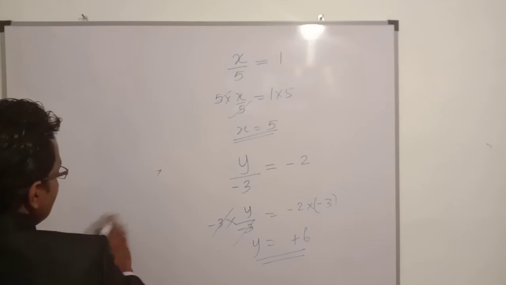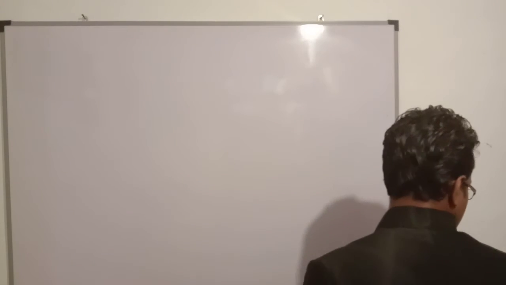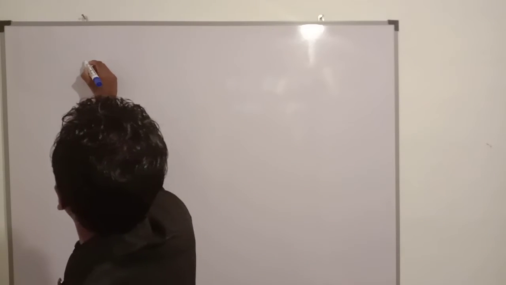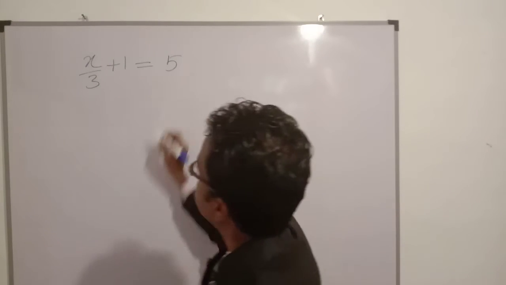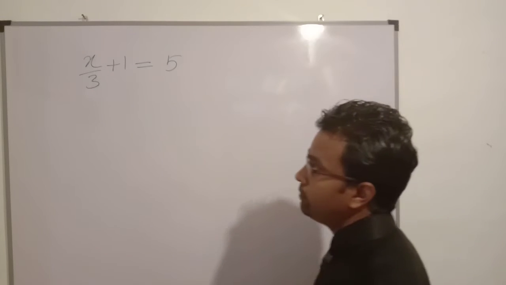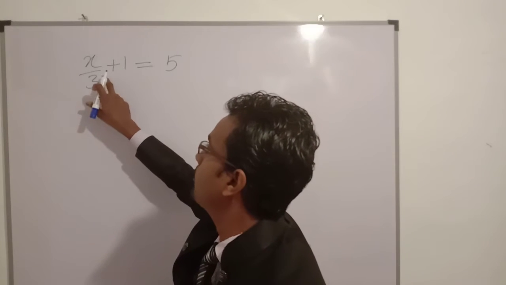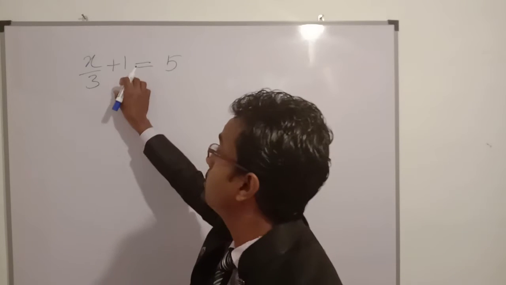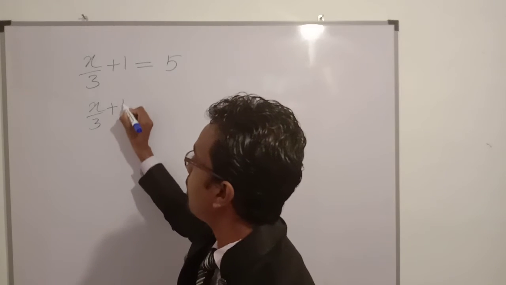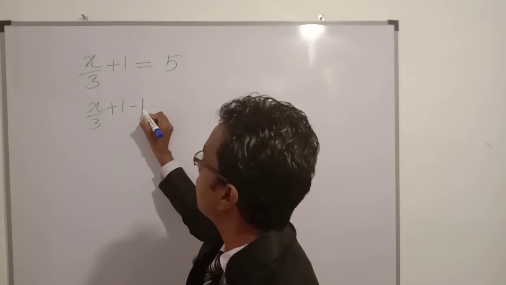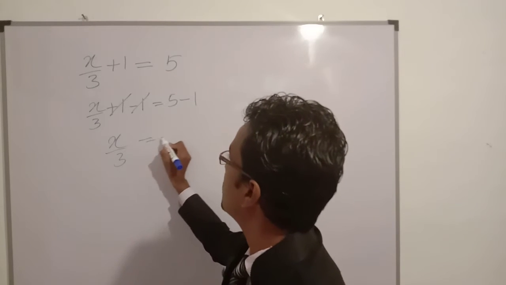Now let's discuss simple equations with fractions further. I will take x over 3 plus 1 equals 5. When we solve this equation, before removing the fraction, we have to remove the constant number. This is the constant number, this is the fraction. Before removing the fraction, it's better to cancel this constant number. x over 3 plus positive 1. Let's add its opposite value, negative 1. 5 minus 1. Positive 1 and negative 1 cancel out. x over 3 is equal to 4.